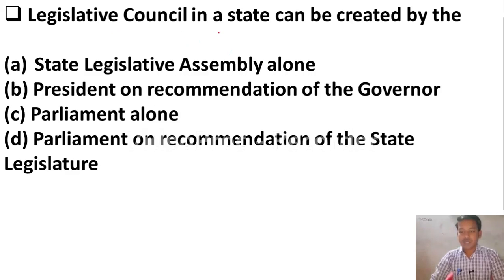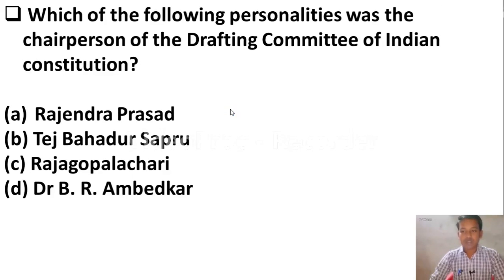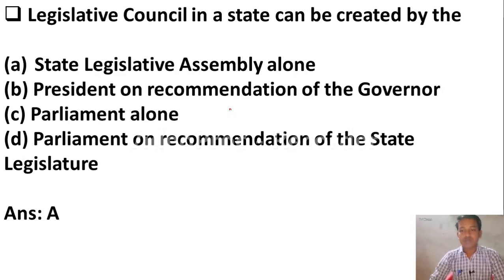Legislative council in a state can be created by option A, state legislative assembly alone, option B, president on recommendation of the governor, option C, parliament alone, option D, parliament on recommendation of the state legislature. Legislative council in a state can be created by the state legislative assembly. Please remember the answer.